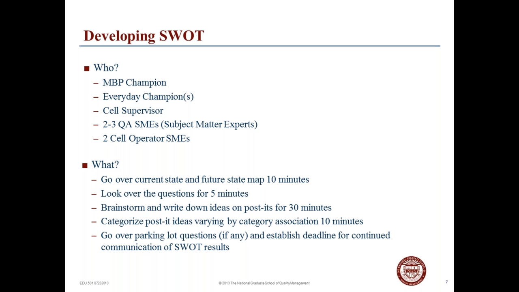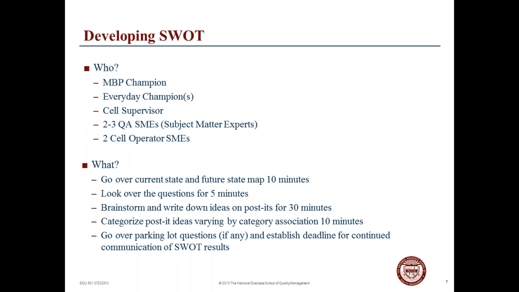We need 2 cell operators, subject matter experts. This is because we like to get their input on what they see as our strengths and weaknesses, opportunities and threats. A lot of the things that affect us directly affect them and vice versa. So having their input greatly contributes to us, and a lot of times it makes the job easier as well. So we just have to try to figure out a way of figuring out the specific individuals when it comes to the QAs and the cell operators, and more so in evaluating the importance of who we want to pick to participate.